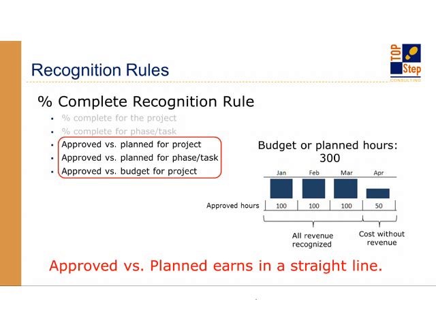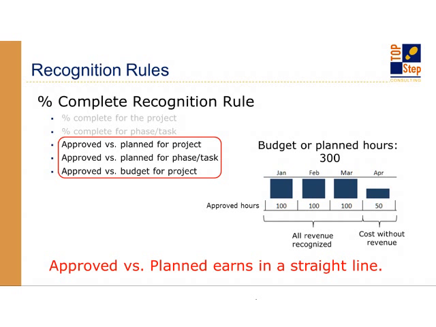So here's a scenario on the right. In this little example, you've got 300 planned hours. And in January, February, March, you work 100 hours each. If you're using one of these rules, you've recognized all your revenue because you had 300 planned or budgeted. You worked 300 through 3 months. You are done. You've recognized all your revenue. There is none left to be recognized.